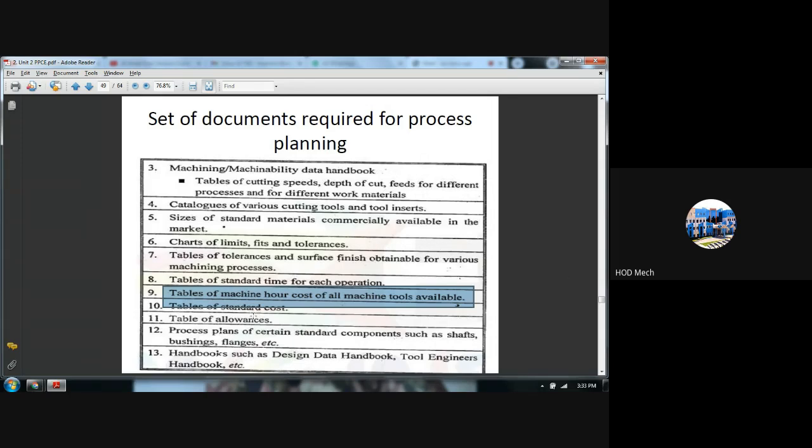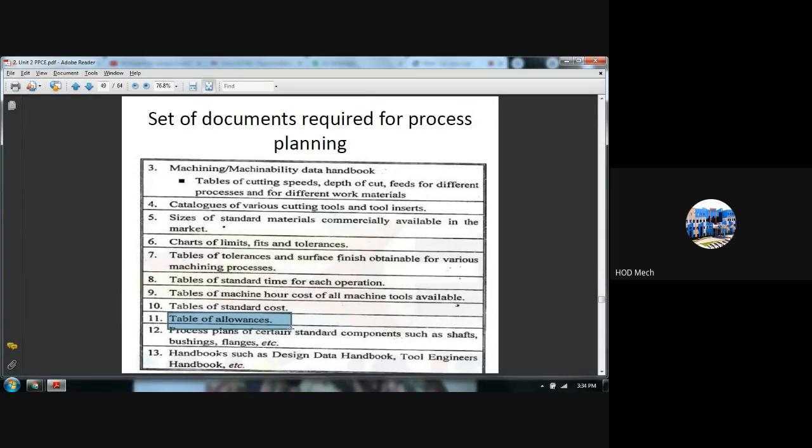Then comes table of standard cost. Table of standard cost is nothing but, based on the machining operation what you are doing, cost is fixed for a particular operation. That includes all other parameters, hidden charges and all. That will be levied upon that particular process. Then table of allowances. Table of allowances, what will be the allowance that can be given for every parameter consideration.